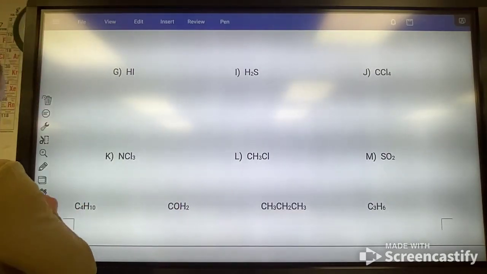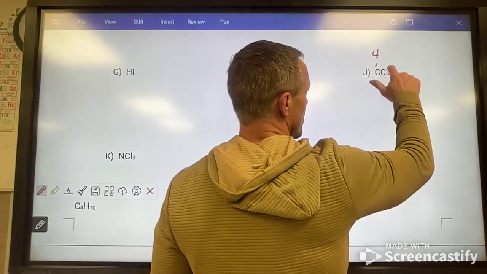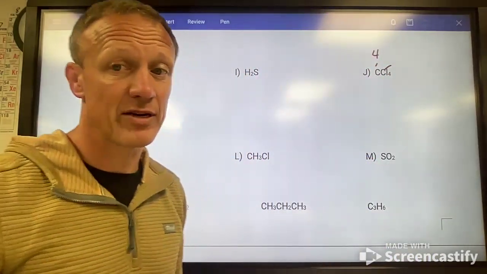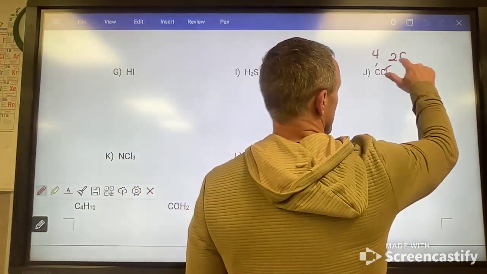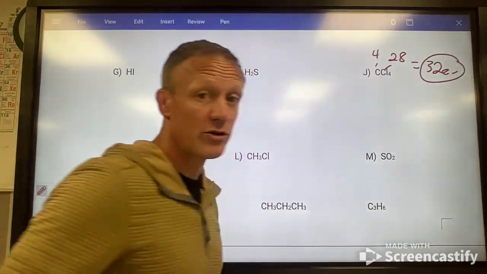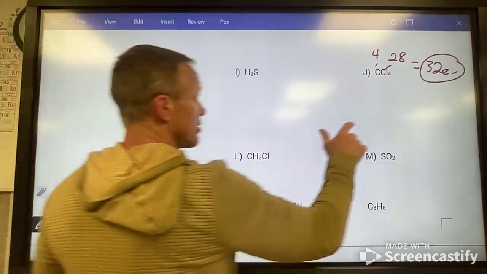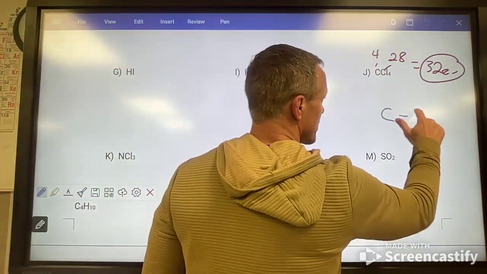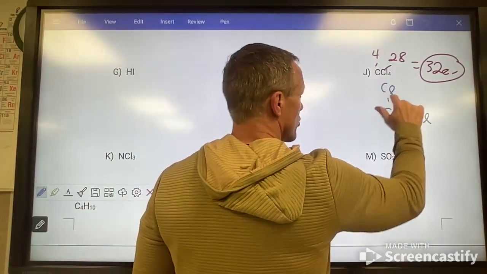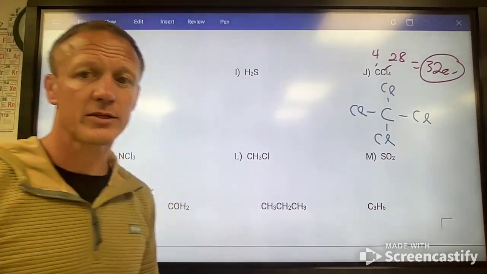Let me do one more. I'll do letter J. So carbon's got 4 valence electrons. Chlorine's got 7, times 4 is 28. So we have 32 electrons to use total. Central element is carbon, with 4 chlorines coming off. So we have chlorine, chlorine, chlorine, chlorine. Give them all single bonds.